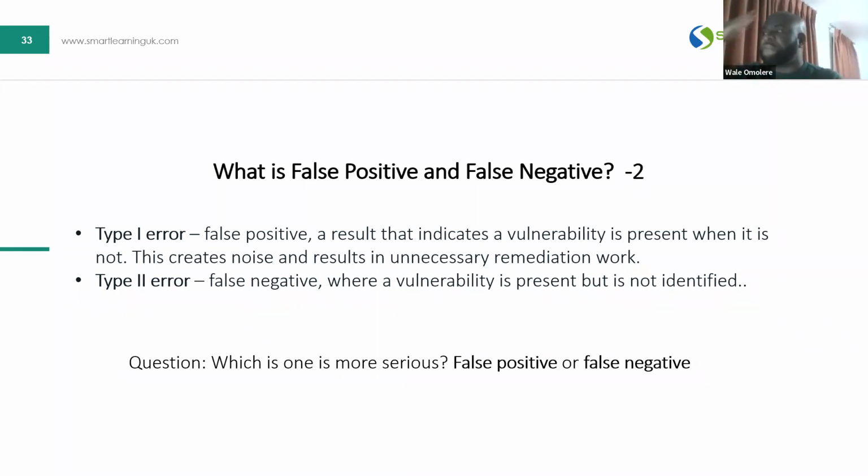The false negative, like I said, we've already explained that. It is where a vulnerability is present but it is not identified. That one is even much more serious.